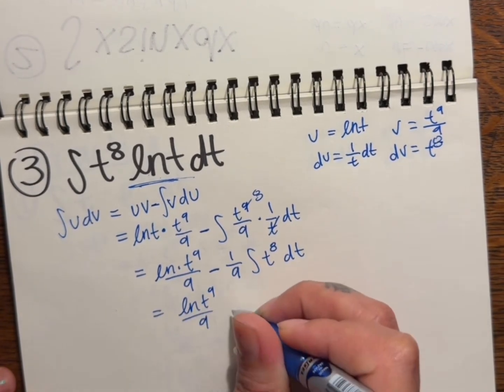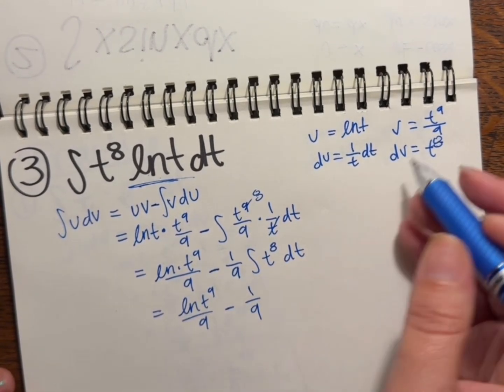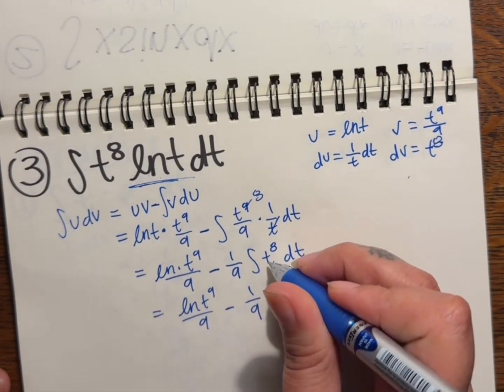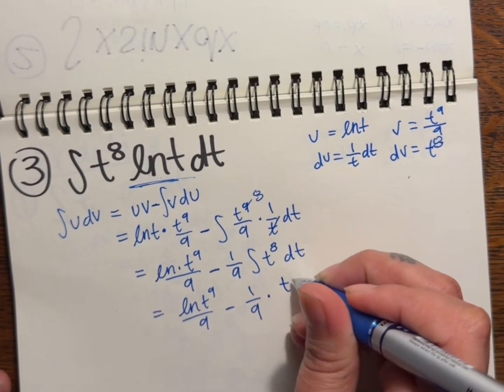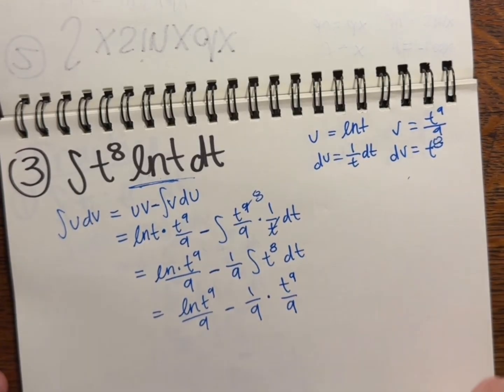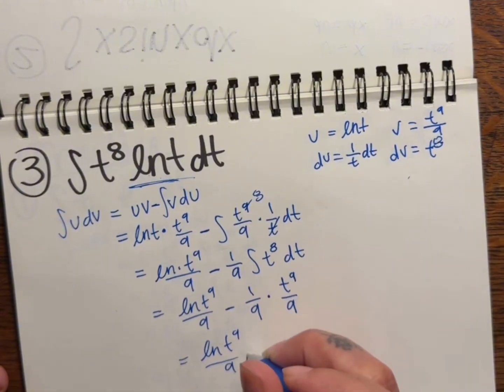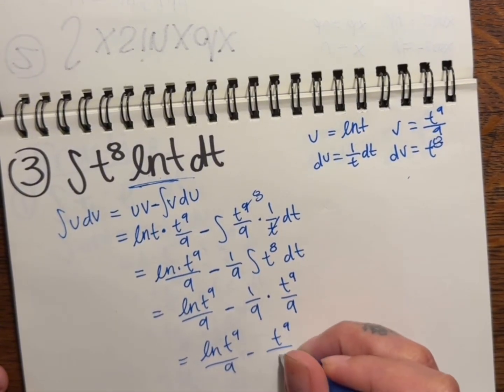Bring everything down. And we did that already earlier, right? That's the cool thing. I love when this happens. And so this is going to be times t to the 9 over 9 because that's the integral of this. Let's just simplify. t to the 9 over 81 plus c.